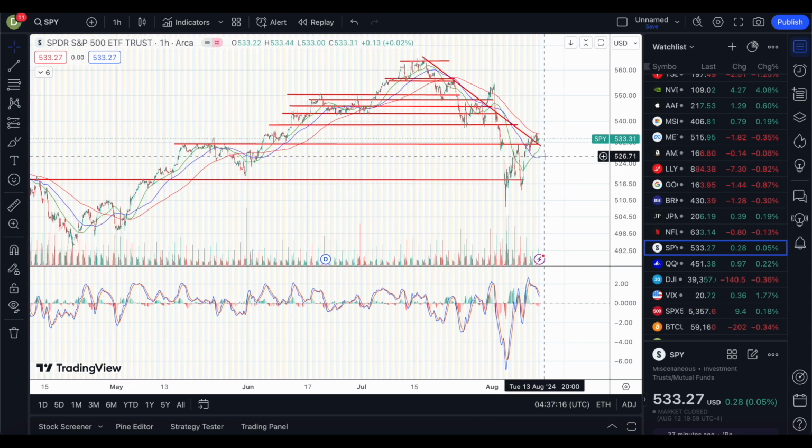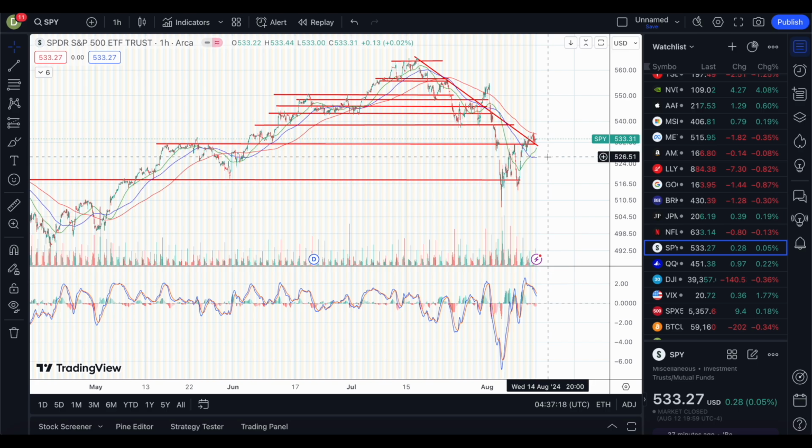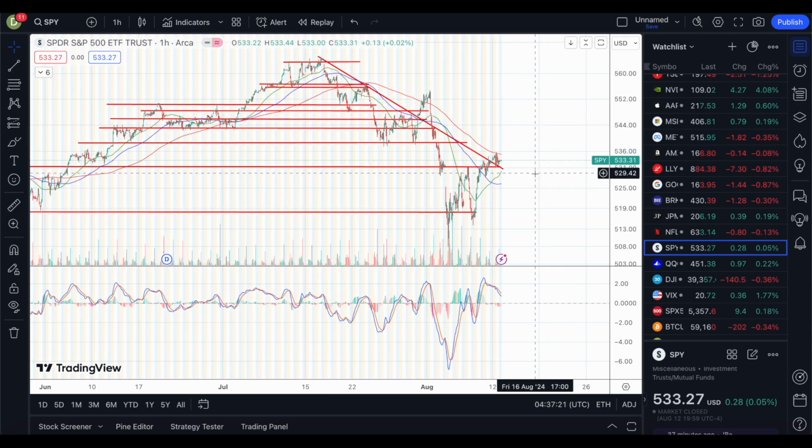Now, to the downside, we do have support based off the moving averages. First, I'm going to cover, technically, roughly $529 and some change. I think that would break through anyway. And then $526 and some change.